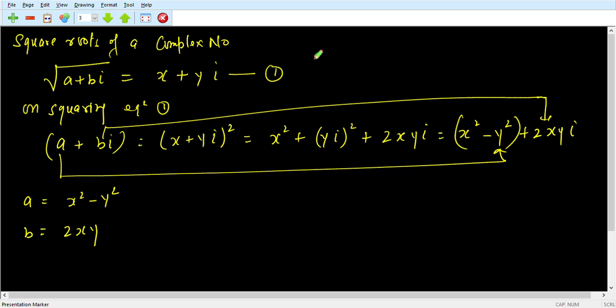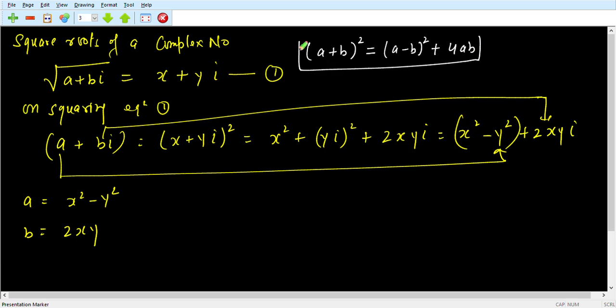See, if I want to write an algebraic expression that is in the form of a plus b, so let us suppose (a + b)^2 can be equal to (a - b)^2 + 4ab. Remember, this is an algebraic expression or algebraic identity, you can say.